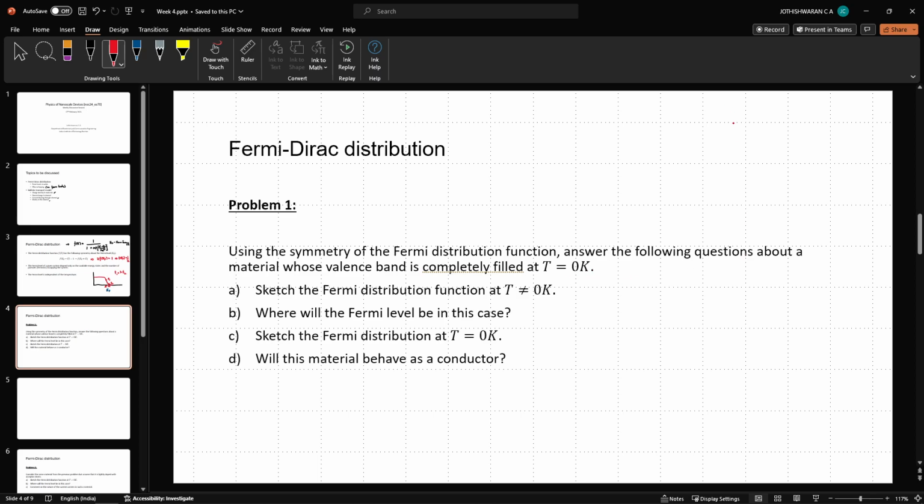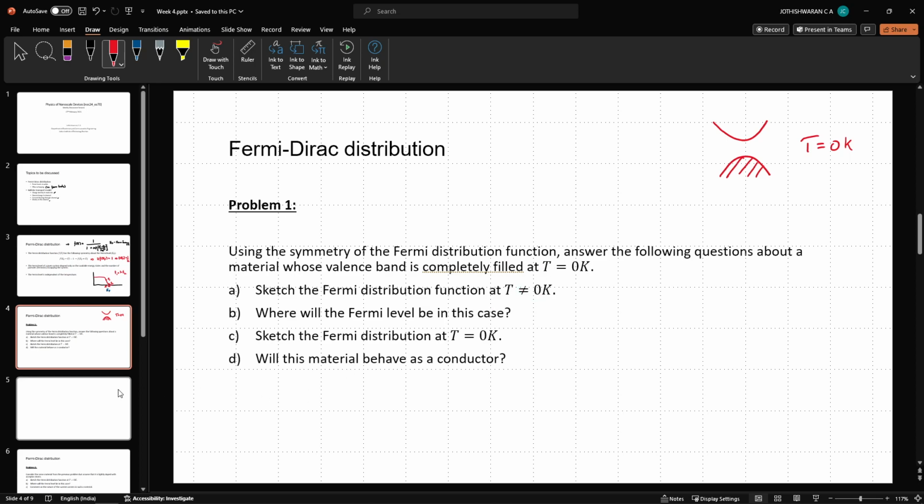Okay, so we are considering a material where I have, say, the valence band like this. So the valence band is completely filled at T equal to 0, which implies the highest unoccupied band, which is the conduction band, is completely empty. A common example for this is silicon. Silicon has this kind of property. So for such a material, we now want to sketch the Fermi distribution function for a non-zero temperature. That is our first exercise.